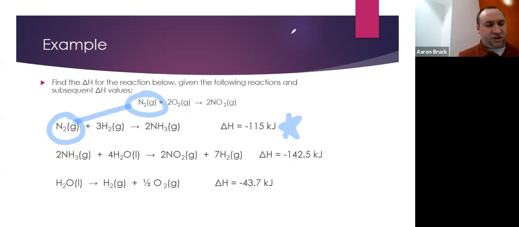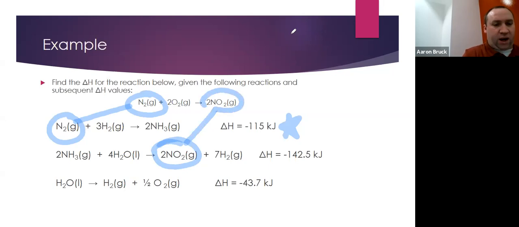In the second reaction, I can see that I've got nitrogen dioxide as a product, which is where I want it, so I don't need to flip it around. And I can see that I also have the coefficient of 2 in both cases, so I don't need to change that either. This one is perfectly good as is as well.